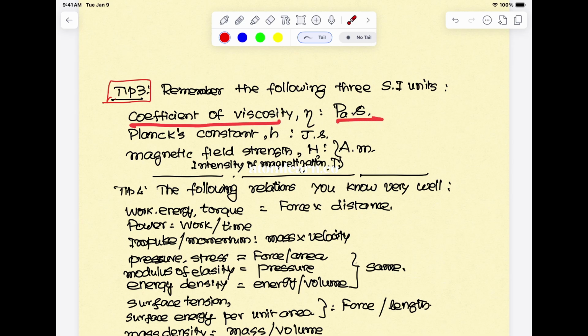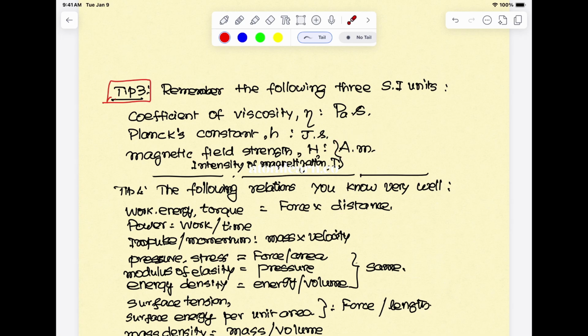First quantity, coefficient of viscosity, Pascal second. I am not talking about dimensional formula; I don't want you to memorize it. Dimensional formula will come later. Then the other one is Planck's constant, very often coming across, Joule second. Then the magnetic field strength H, not B but H. Therefore it has an SI unit of ampere per meter.